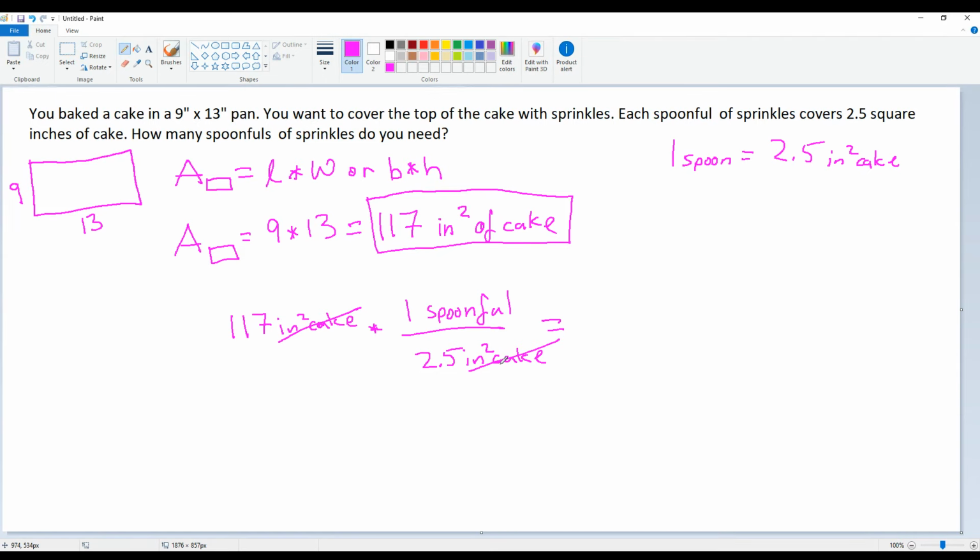So 117 divided by 2.5 is going to be 46.8. And obviously you can't have a partial spoonful. You could do the last spoonful as being pretty light, or you can just round. In this case, I would say we want to cover it. We don't care if we have a little extra, so we'll just round to the nearest whole spoonful, and we'll say that that's 47 spoonfuls.